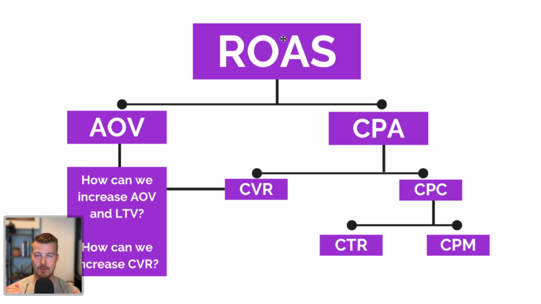AOV is a different issue, and we can chat about that at a later time. But cost per acquisition, for example, is something that you can pull levers on. AOV you can pull levers on as well, but we're going to focus a little bit more on the cost per acquisition today. Now, cost per acquisition is basically broken down to, number one, your cost per click, which is how much it actually costs to get people to the site. So how much does your traffic cost? And the second part is how much of that traffic actually converts, right?